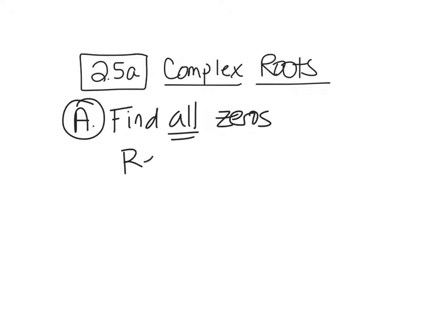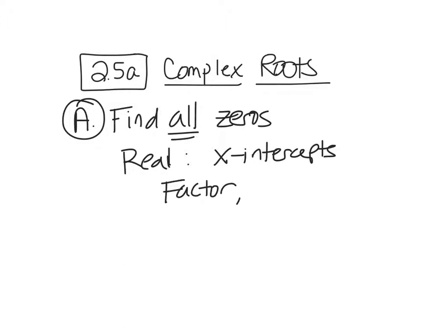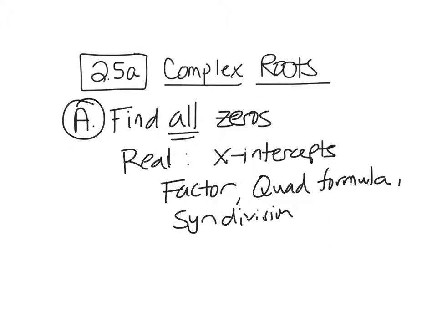For example, the real zeros will show up as x-intercepts on your graph. So you can always get your real zeros that way, unless you don't have your calculator, which sometimes you don't. Other ways to find real zeros or any zeros would be to factor. If you have a quadratic polynomial, you could use the quadratic formula. Another way is if I give you a couple of zeros, like on your last quiz, I gave you a couple of factors, and you took the zeros and did synthetic division to divide them out and find the other ones. We're going to do all these things.